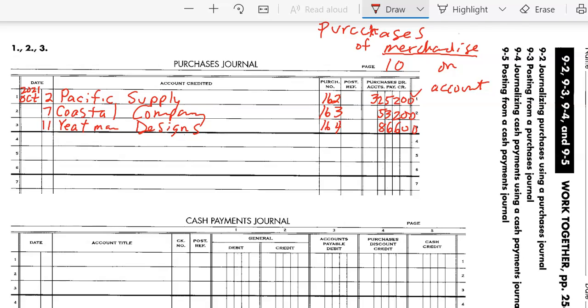Everything else, as far as totaling, posting, that's going to be taken care of when we get into lesson 9.3. So if you want to go ahead today and come up with a total of this, that would be fine. You're going to need it for later, but as far as I'm concerned, you're done with work together 9.2, and when you do the on your own, you're going to do those 3 transactions in the purchases journal, and that'll be it for today. Okay, and then we'll finish it up when we get to posting.